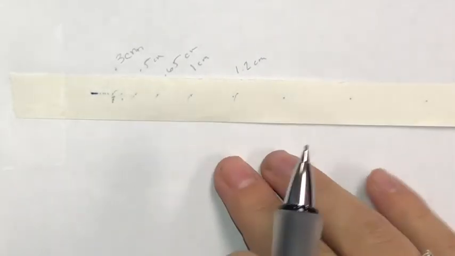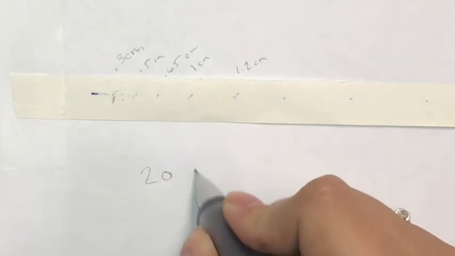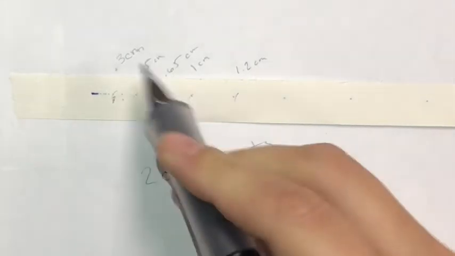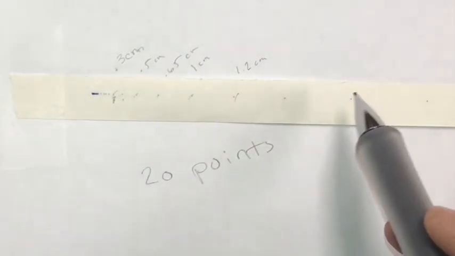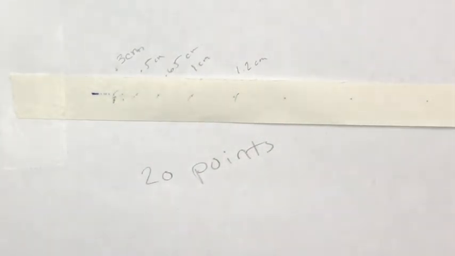We're going to take this data and analyze it. There's a separate video for that. Just wanted to show you how to actually take your measurements. On the data table, there's room for 20 points. So right here I have 1, 2, 3, 4. I have 5 already. So you're going to want to continue down the line until you have about 20.